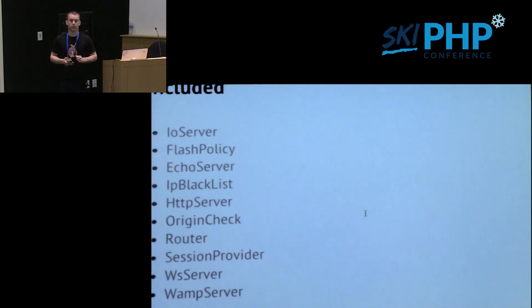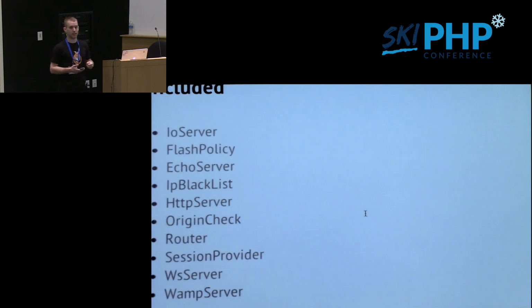Okay, so all the components that are currently in Ratchet, which you can piece together using this decorator pattern, all implement the component interface. I/O server, which is binding to React to handle I/O. We have a flash policy, which I'll cover in a bit. Echo server was just a quick example. Anytime you make a connection and send a message, it sends it back to you. That's actually used for one of the Autobahn testing suite.